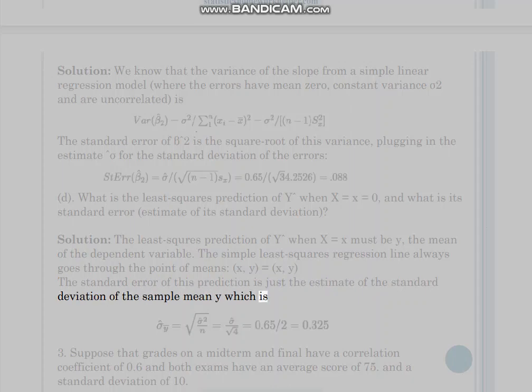3. Suppose that grades on a midterm and final have a correlation coefficient of 0.6 and both exams have an average score of 75 and a standard deviation of 10.